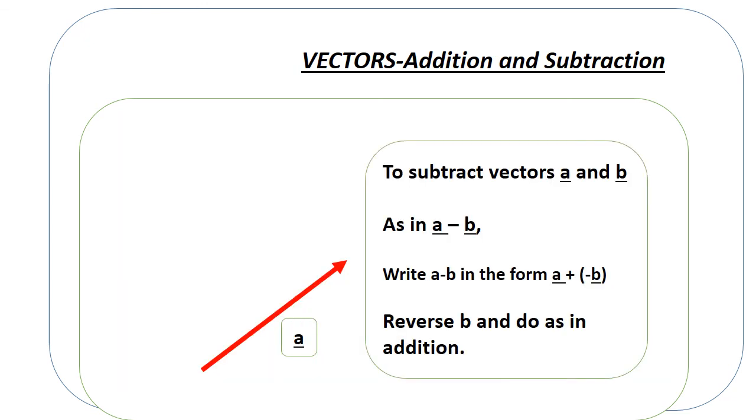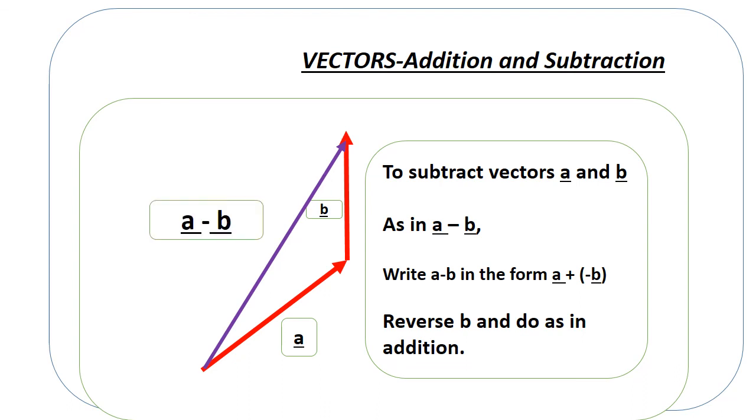If you have vector A, you can draw vector B. Once you have it, you connect vector A and vector, sorry, this is not vector B, it's vector -B. It has been reversed. So you connect vector A and vector -B, and you're going to have this. This is your resultant, A minus B.